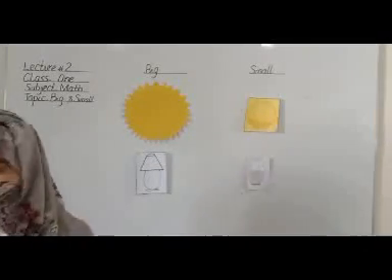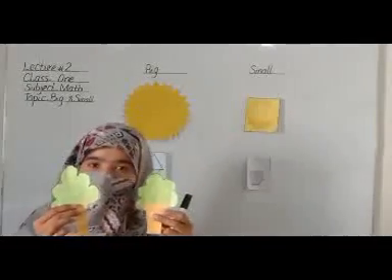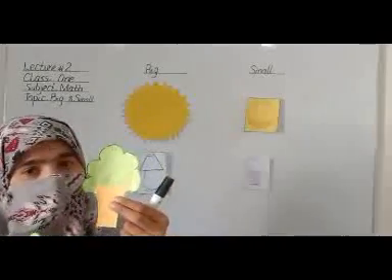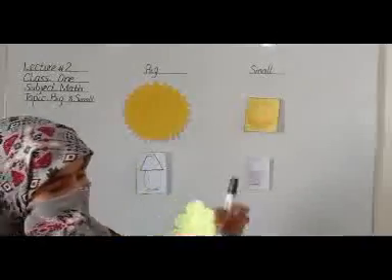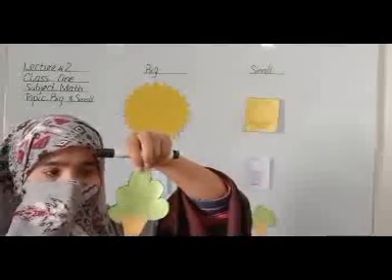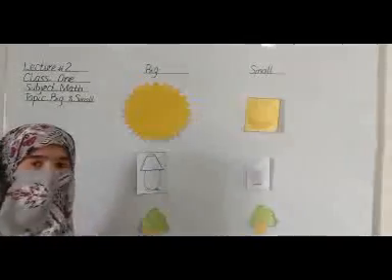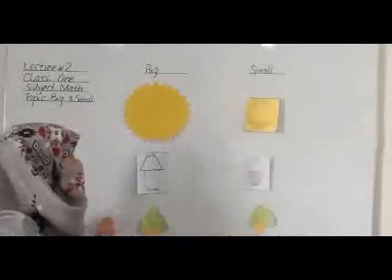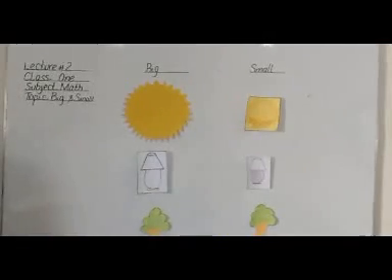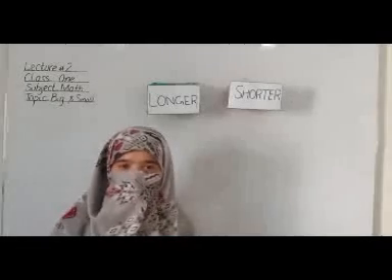I have one pair of trays. Tell me which is the smaller tray, this one or this one? No, this one is the smaller tray. Now paste it under the smaller, and this one is bigger, and paste it under the bigger. Students, I hope all of you are clear about the concept of bigger and smaller. Students, we have learned about bigger and smaller.